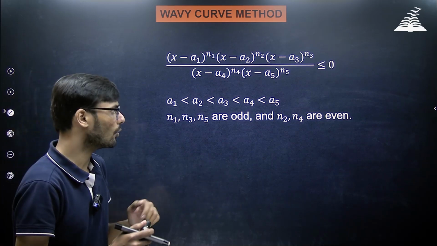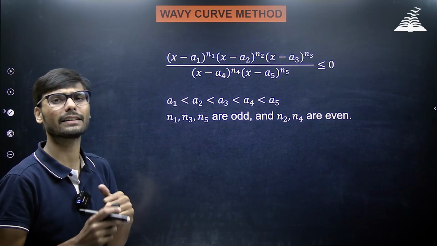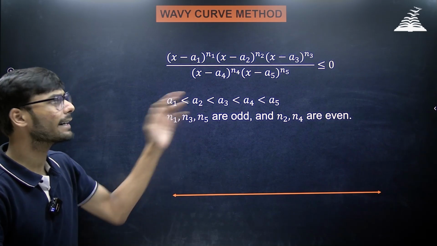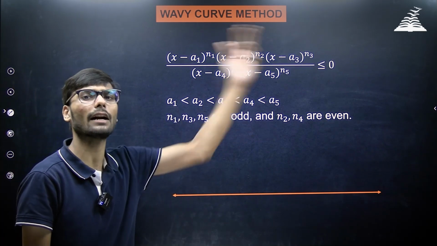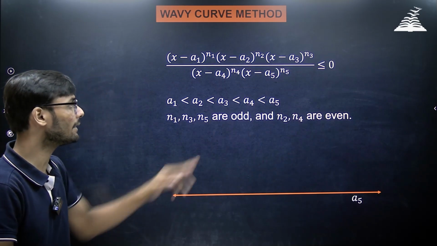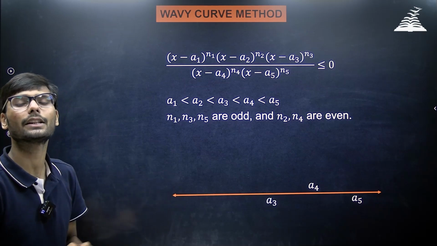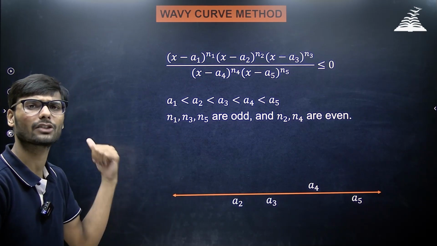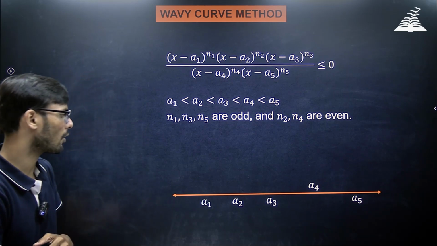Now, what's the next step? The next step is plotting the zeros of all these expressions on the number line. So let's plot a number line and let's plot these numbers one by one. A5 is the biggest, so that will be on the extreme right. Then A4. On the left of A4 we will have A3. On the left of A3 we will have A2. And on the extreme left we will have A1, as it is the smallest of all 5.